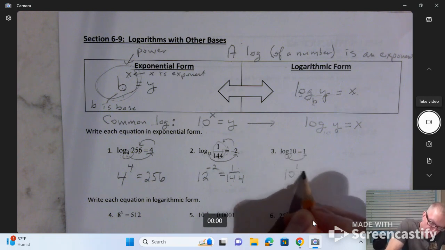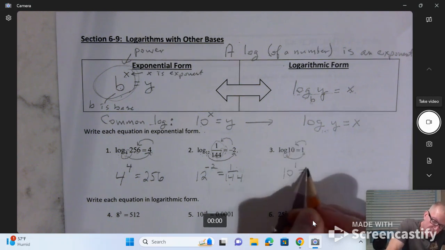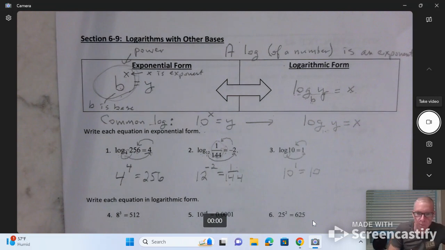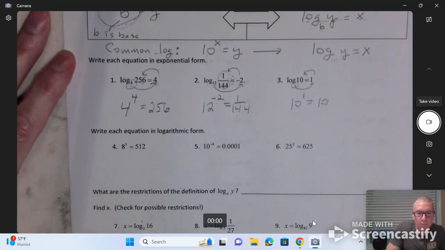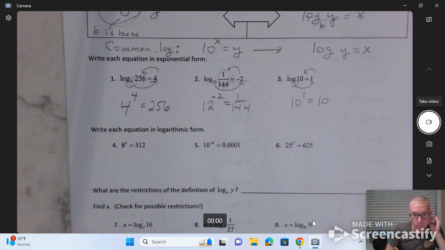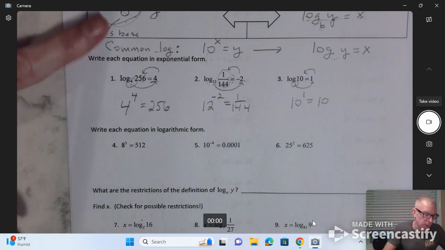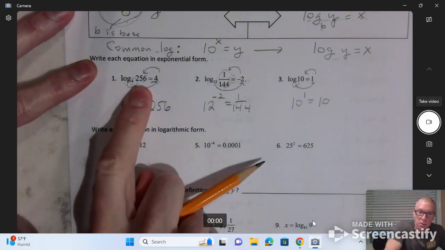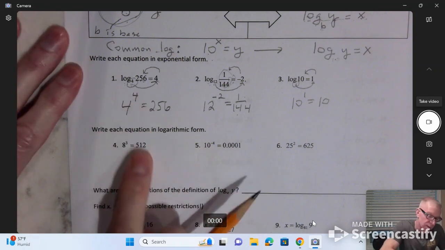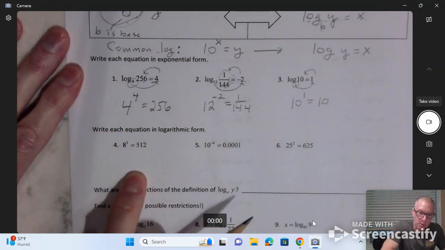Raised to the first is equal to my argument of 10. Okay, now we're going to go the other way. Write each equation in log form. Notice we're not solving anything. We're just going back and forth between log form and exponential form. Now these we're going to go from exponential form to log form.